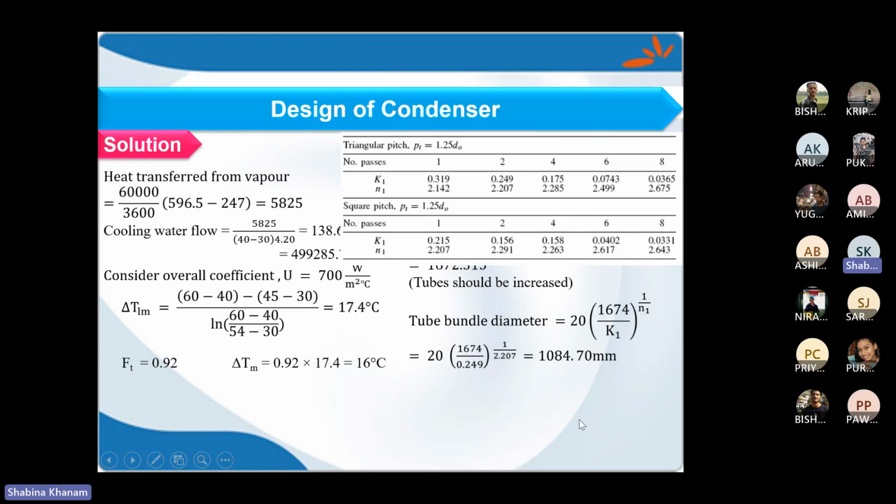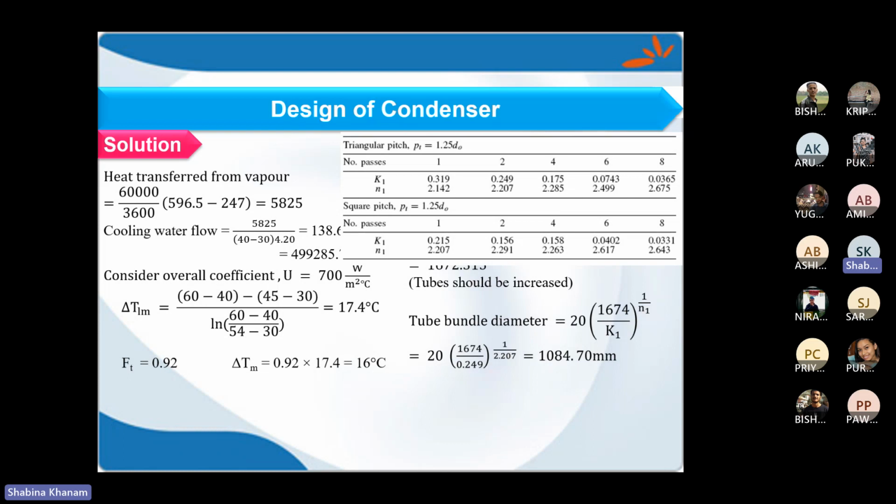Okay, and I'm having 2 passes for tube, and for triangular pitch it is given. So K1 and N1, you can take these values, 1.249 and 2.207, like that you can see. And then you can find out the bundle diameter as 1084.7. So it's around 1 meter, which is quite high.